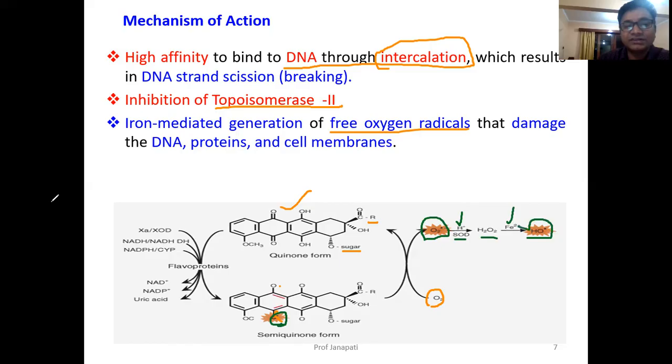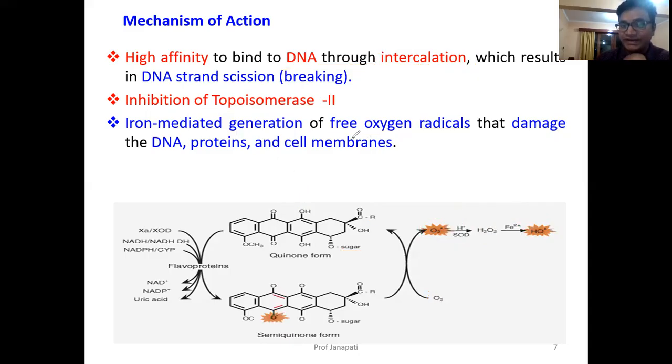So the superoxide, hydrogen peroxide, and hydroxyl are free radicals. They go and hit the DNA molecule and damage it. Along with this, these free radicals also damage the cardiovascular system present in our body. So cardiotoxicity is produced because of free radicals.